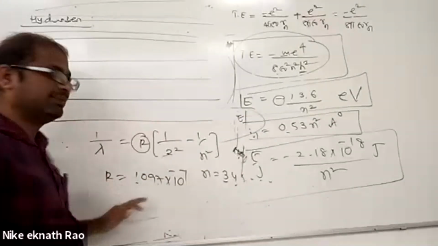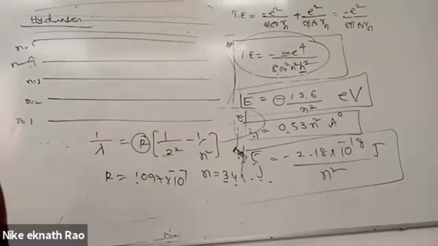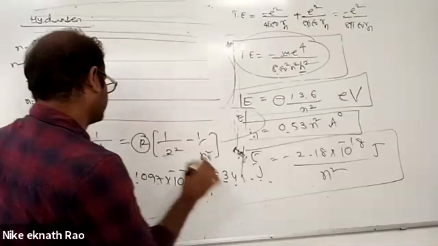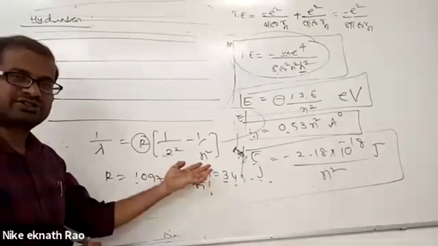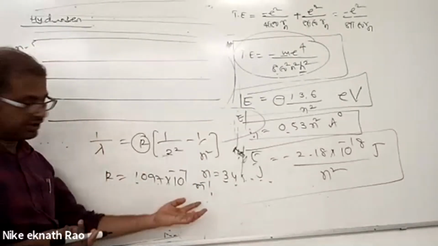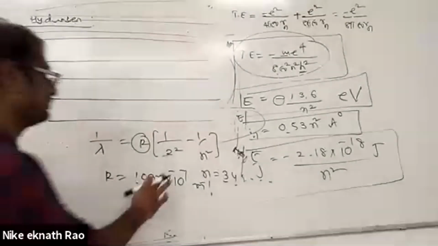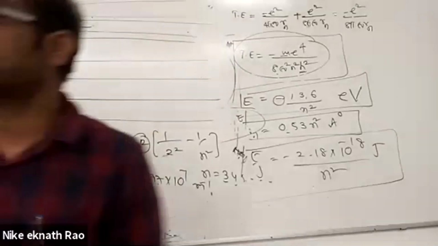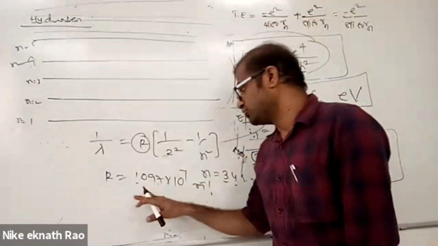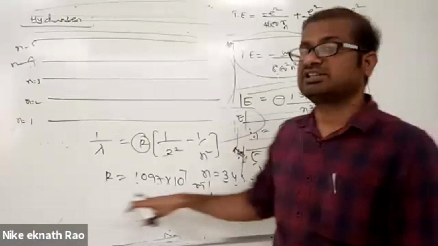Rydberg constant. What are the units of the Rydberg constant? Per meter. Because 1 by lambda has no units other than per meter. Is it 10 power minus 7 or plus 7? Careful, these are silly mistakes. So 1.097 into 10 power 7 per meter is the Rydberg constant.